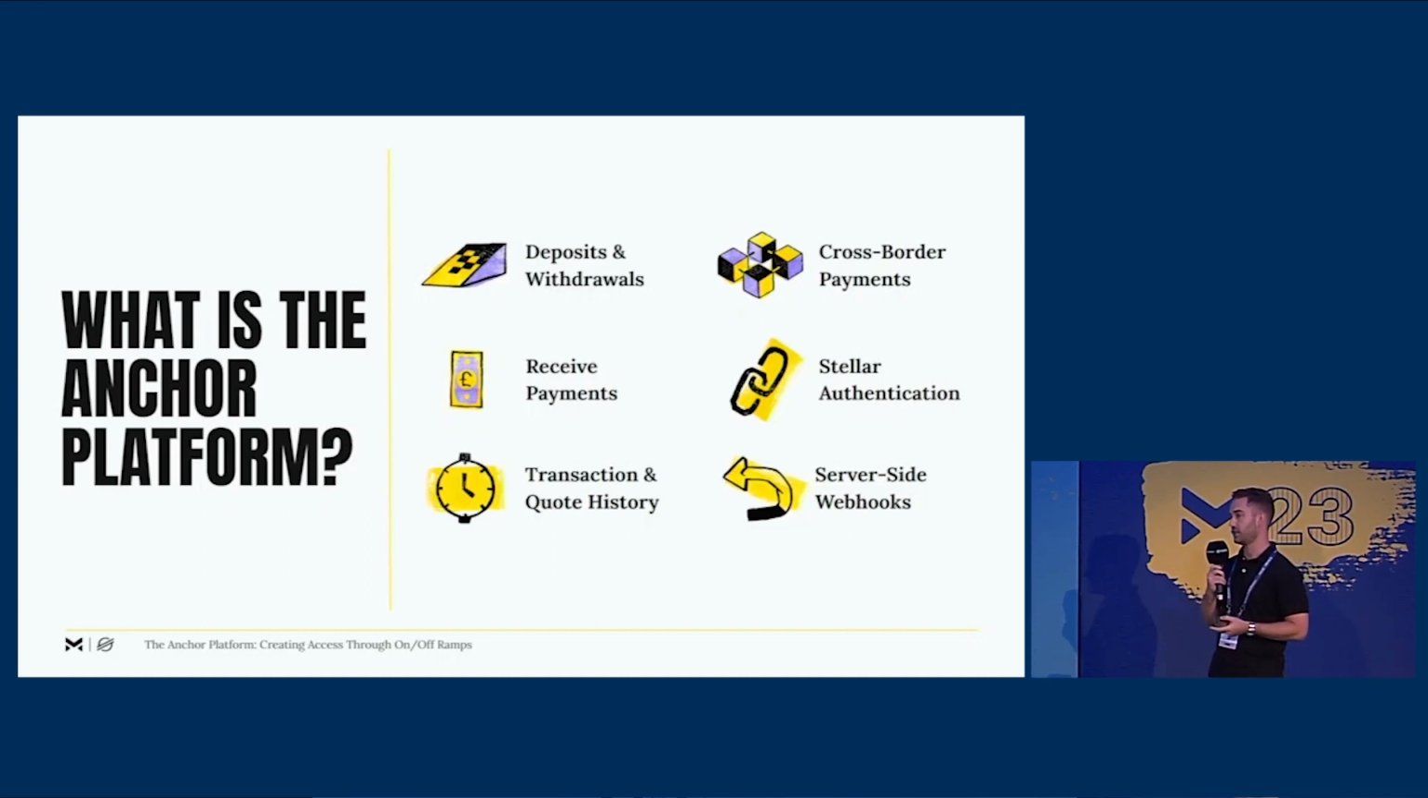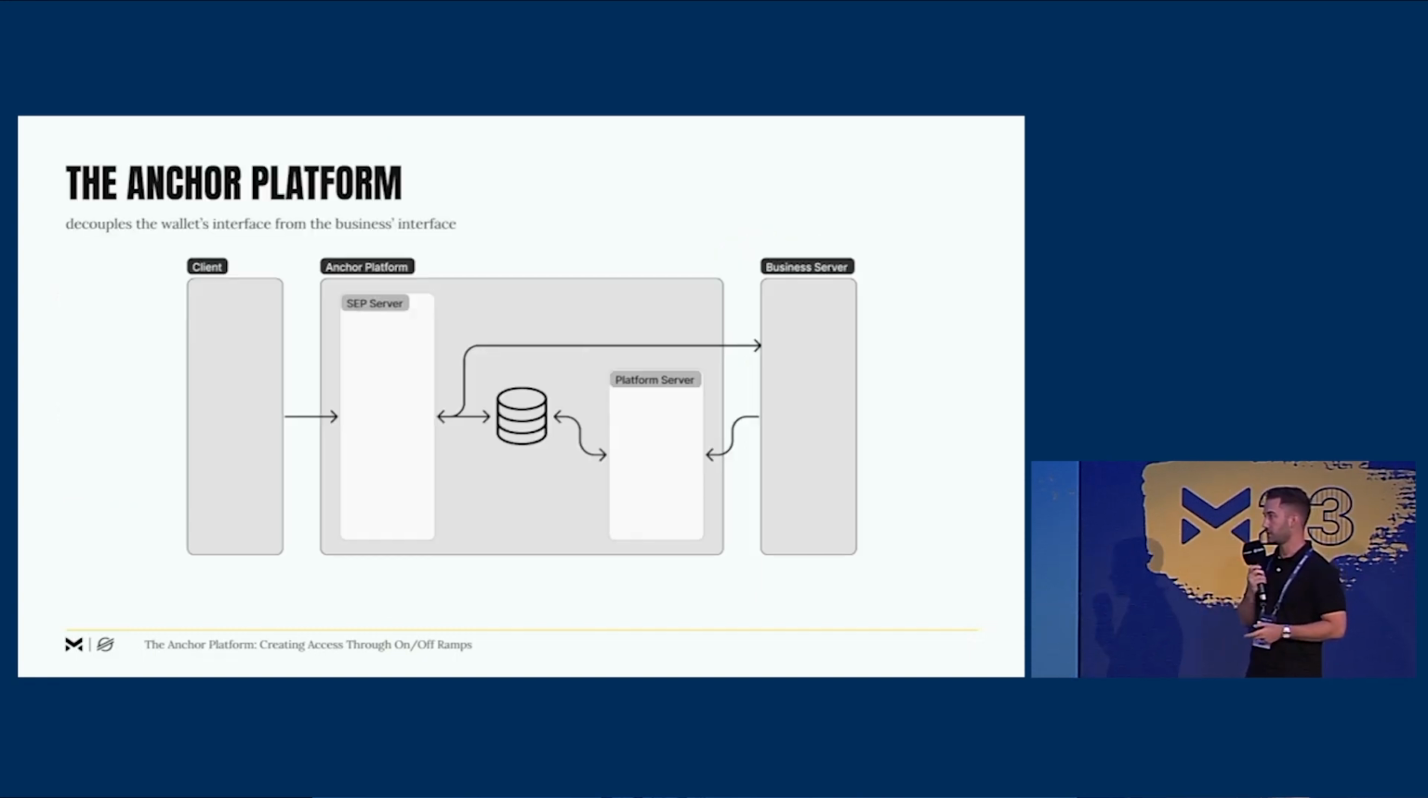This is all stuff that you have to build if you're building an Anchor service or an on and off ramp service. But the Anchor platform does this for you, right? And so that's the whole idea of the Anchor platform, is to do everything it can to make the business's life as easy as possible, reducing the barrier to entry and ultimately simplifying their development process and their speed to market. So from an architectural perspective, this is what the Anchor platform looks like in its most basic form. You've got the client here on the left side, you have the Anchor platform in the middle, acting as this middleware component, and you have a business server on the right side.